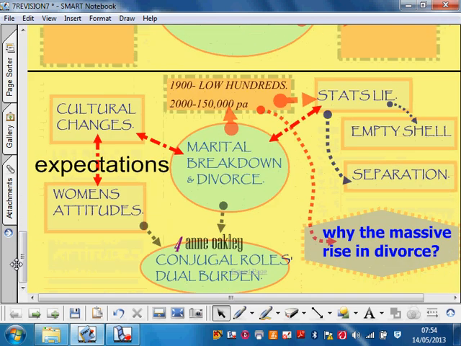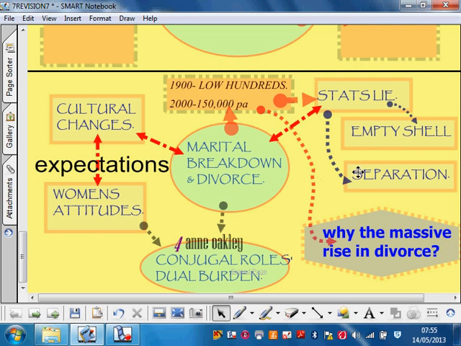Finally, marital breakdown, divorce. It's certainly gone up. 100 years ago, it was in the low hundreds per year. In the year 2000, about 150,000 people got divorced per year. So why the massive rise in divorce? There's lots and lots of reasons. There's a separate lesson on this on the channel. But basically, the stats lie. It's gone up because, for lots of reasons, divorce is much easier, it's much cheaper.